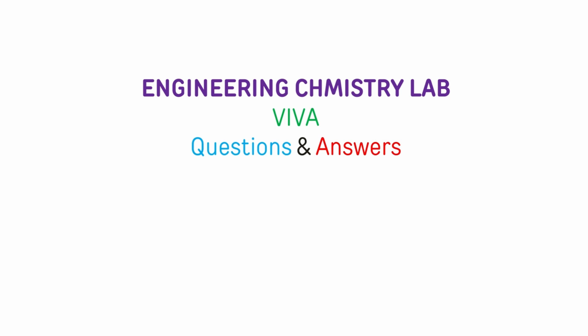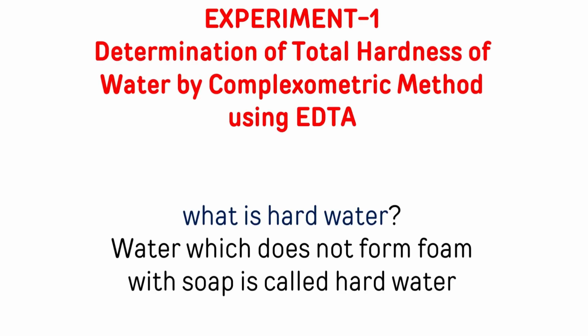In this video, we will discuss important viva questions and answers of engineering chemistry lab, which is useful for first B.Tech students. Experiment number 1: determination of total hardness of water by complexometric method using EDTA.